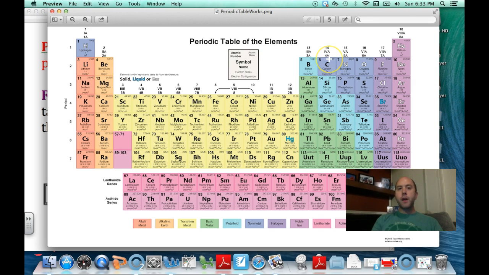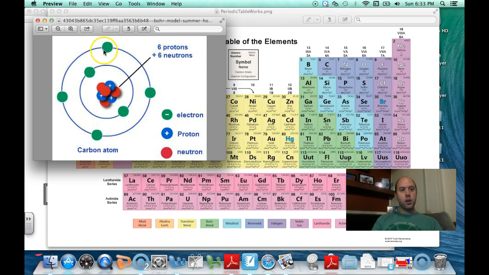Carbon was in family 4A. So how many valence electrons would carbon have if it's in family 4A, or 14, or Roman numeral 4A? Good, it should have 4, and let's look at that. Here's the outermost energy level, it's the one farthest away from the nucleus, and sure enough, 1, 2, 3, 4 valence electrons.